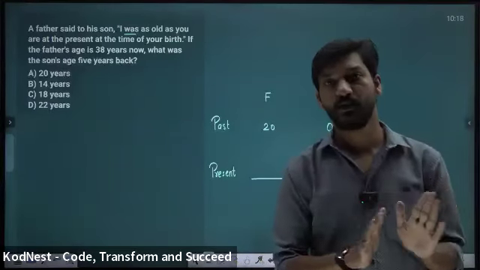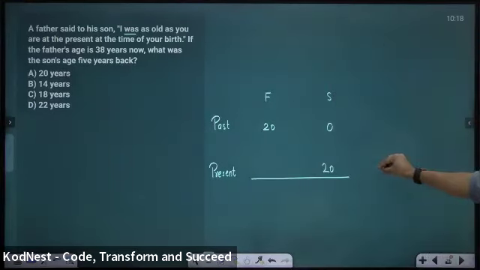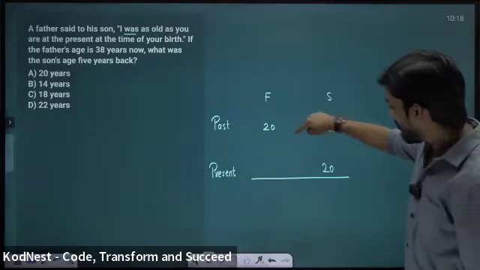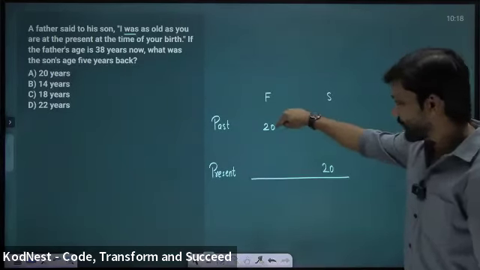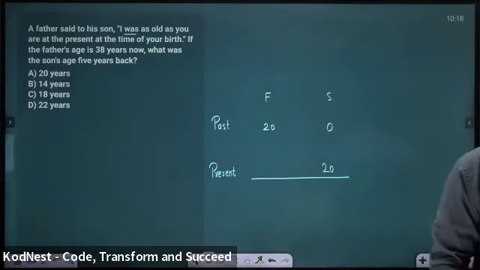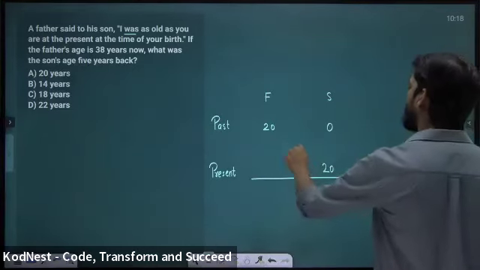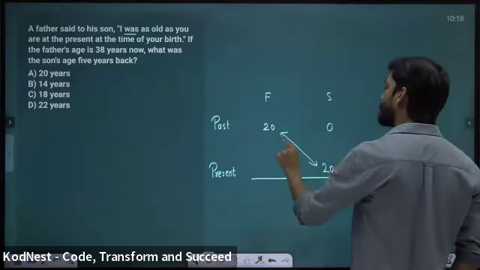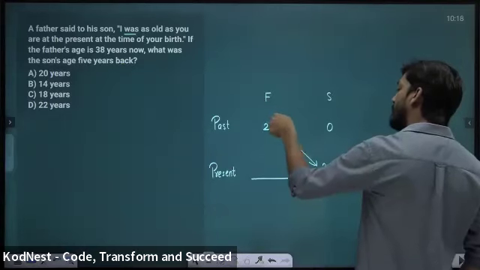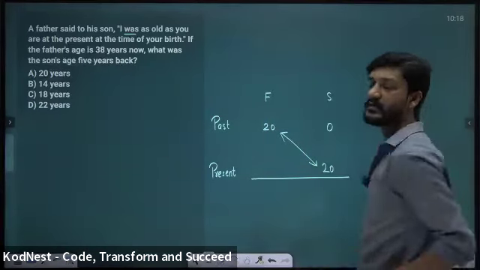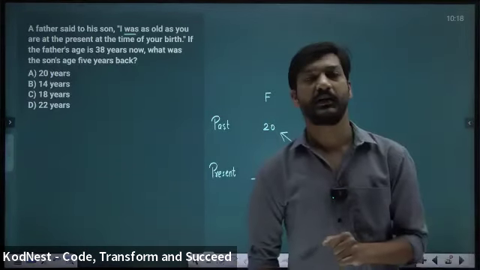So carefully try to understand. Is this point clear? Father is trying to say that these two values are same. I was the same age when you were born. Your age, my age were same. When you were born, my age, your age, same. This is what the father is saying.